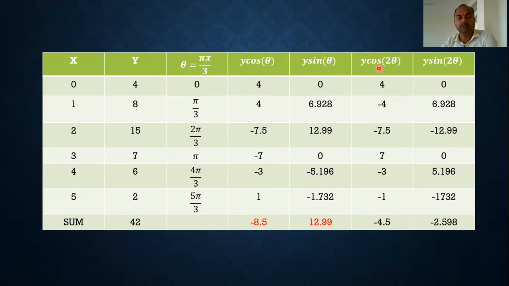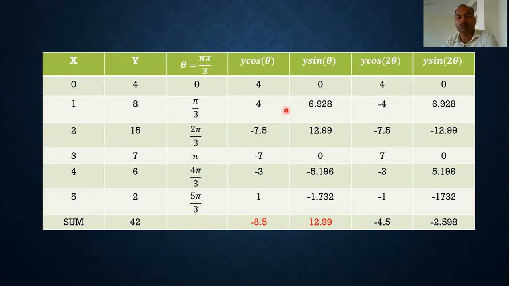Y cos 2 theta. Y is this, theta is this one. 4 into cos of 2 into 0 will be 0 only, so we'll get 4. 8 into cos 2 pi by 3, 2 into pi by 3, that is minus 4. 15 into cos of 2 into 2 pi by 3, that will be 4 pi by 3, so it will be minus 7.5. Similarly, 7 into cos 2 pi, 7. So calculate it, we'll get minus 4.5.